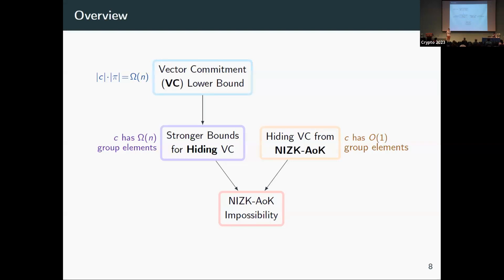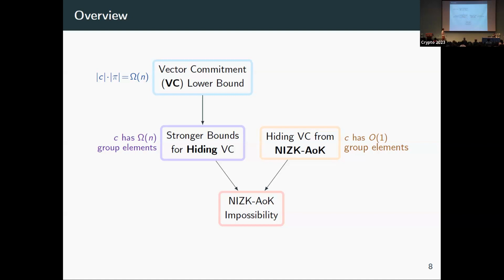So, the first negative result was for arguments of knowledge, for showing the knowledge of a preimage of a one-way function. And the core idea is reducing NISIX argument of knowledge to vector commitments. We built on a previous negative result that appeared in TCC 2022, which says that vector commitments in the Maurer group model don't exist, or actually provide some lower bound in that case. That result in particular turned out to be not strong enough.